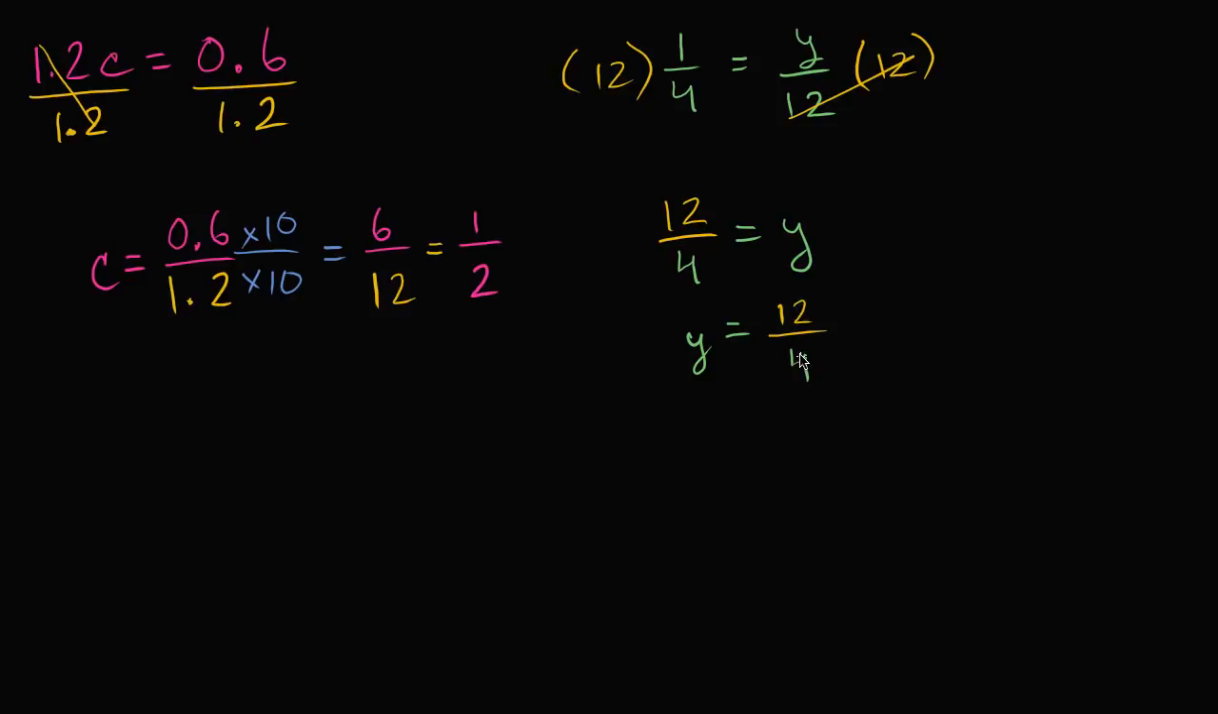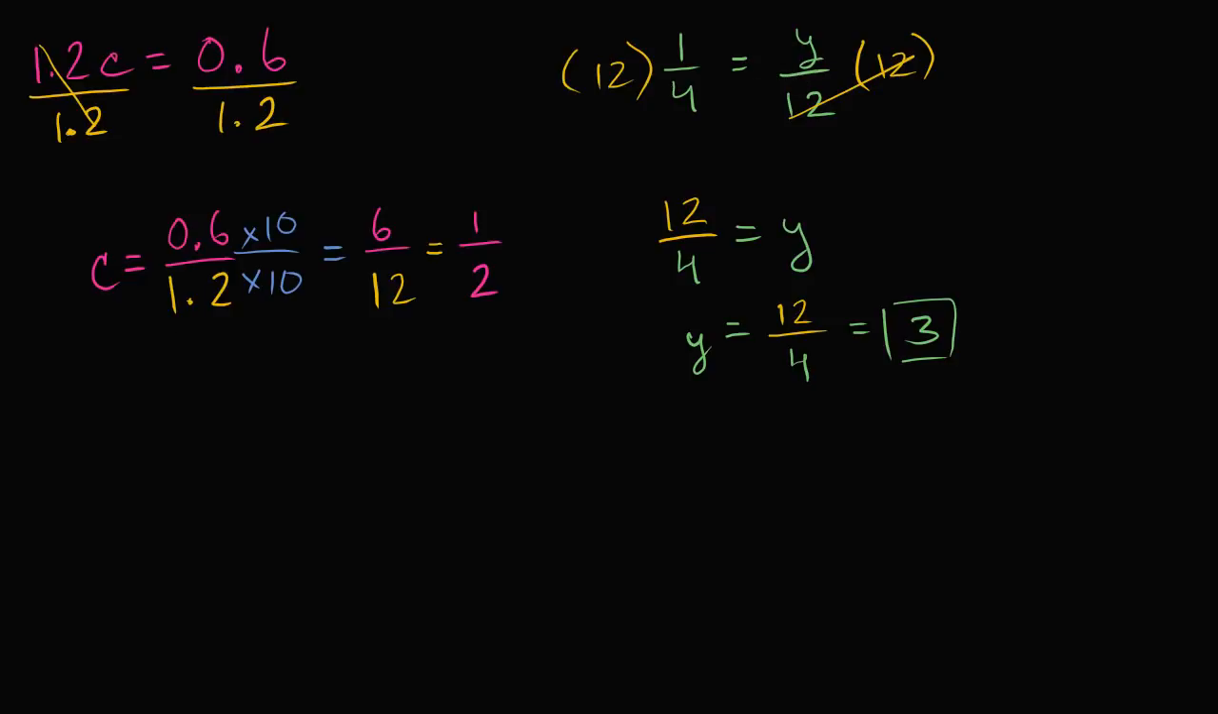Now, what is 12/4? Well, you could view this as 12 divided by 4, which is 3. Or you could view this as 12/4, which would be literally 3 wholes. So you could say this would be equal to 3. Y is equal to 3. And you could check that. 1/4 is equal to 3 over 12. So it all works out. That's the neat thing about equations. You can always check to see if you got the right answer.